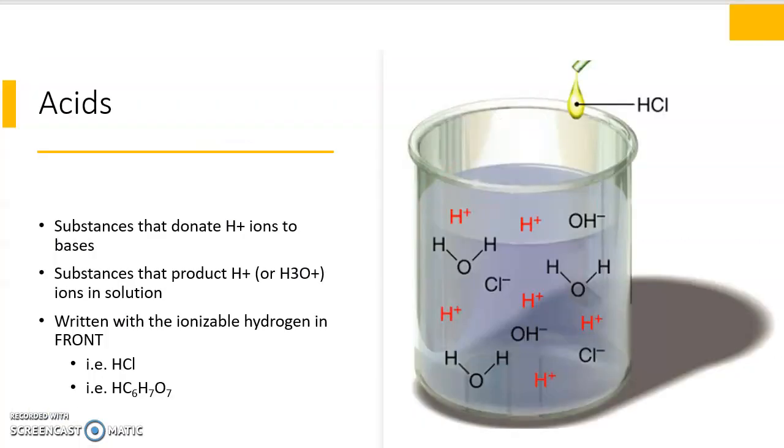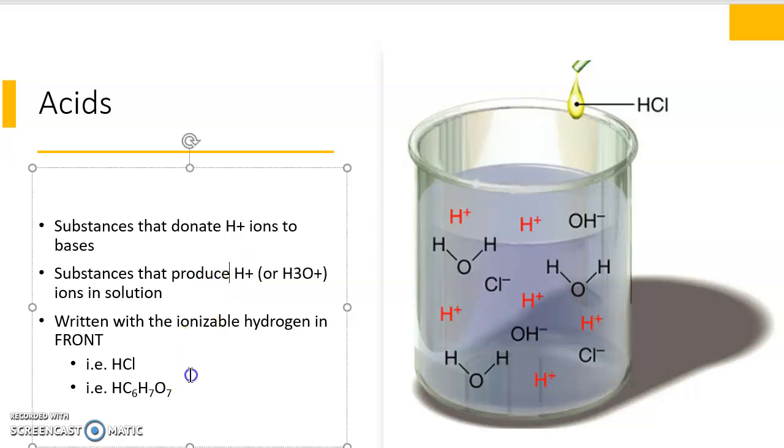First off, acids. A couple of things that you probably have already picked up are the two basic definitions that make up an acid: acids will donate a hydrogen ion, or they will produce a hydrogen ion in solution. Here are a couple of examples. You have hydrochloric acid, and this is citric acid, the acid that you find in oranges and lemons that makes them sour.